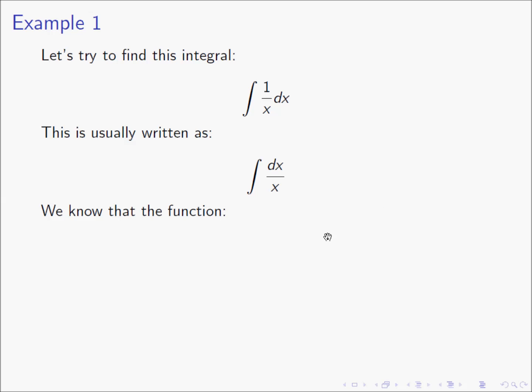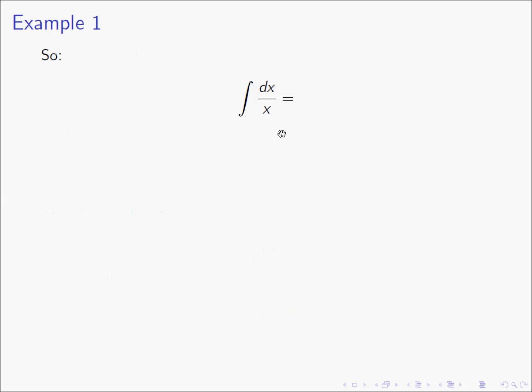And we know that the function natural log of x is such that its derivative is 1 over x. So this function is a primitive of 1 over x. That means that this integral equals the natural log of x plus c. And you see that to solve integrals you only need to know derivatives in the beginning. Then we're going to learn more techniques for finding more complex integrals.